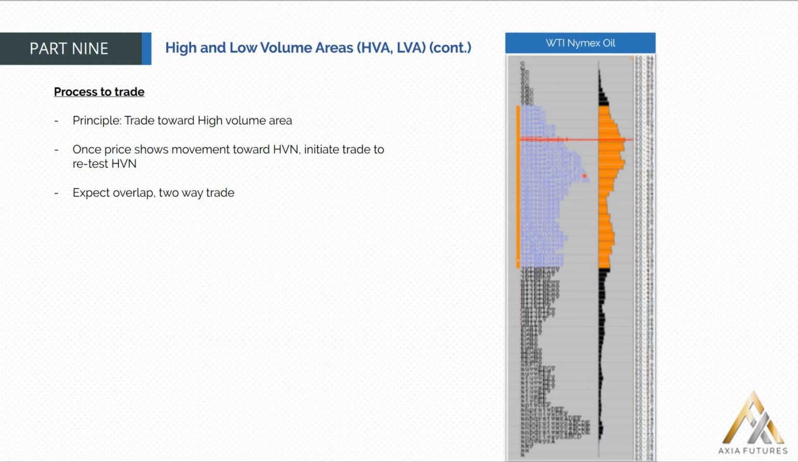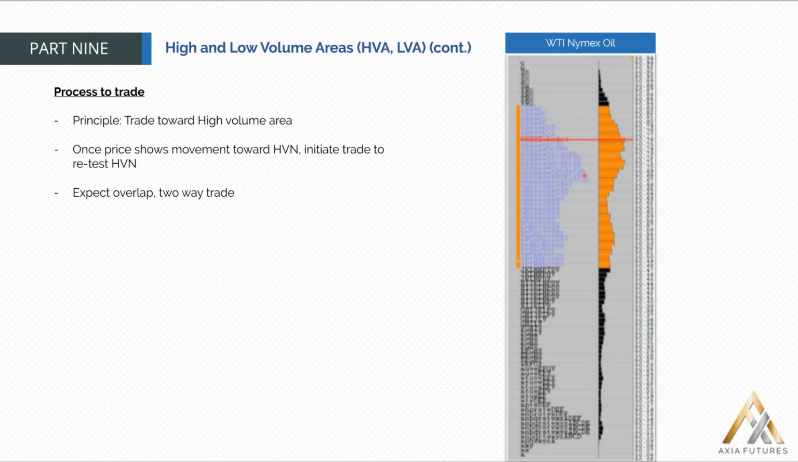Now, the process to trade a high volume area is quite simple. You want to trade toward a high volume area. So when a market is distributing, as it is in this example, there's a high likelihood it's going to trade between high volume areas.